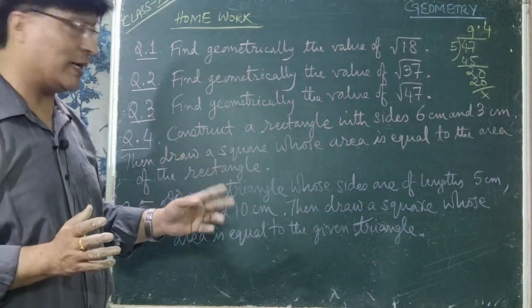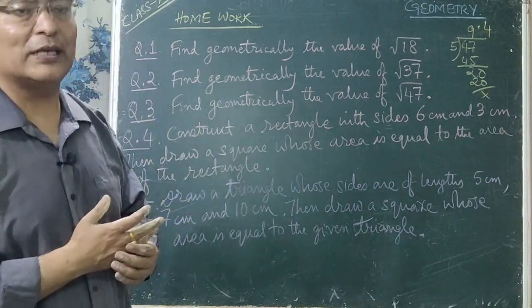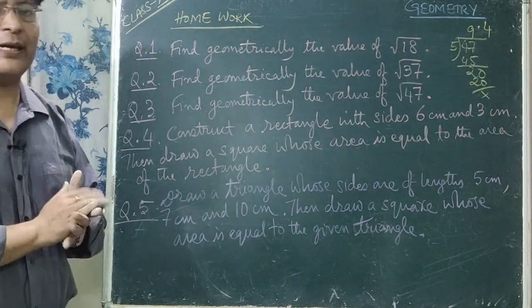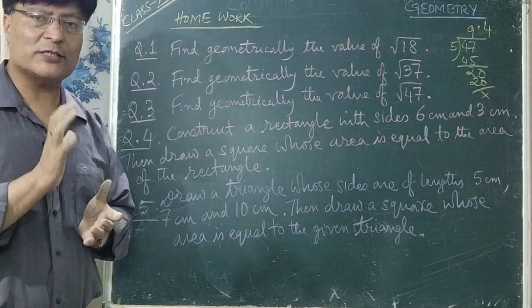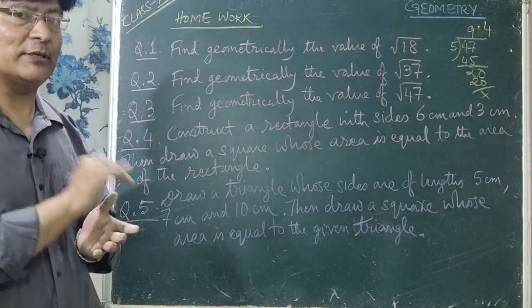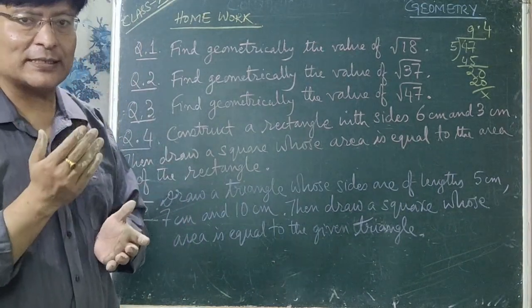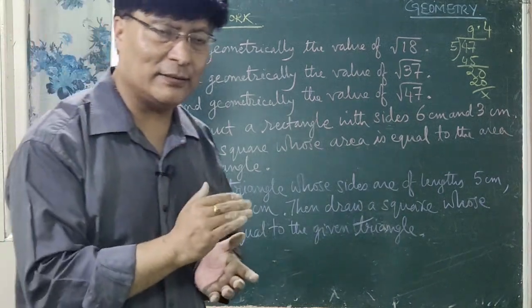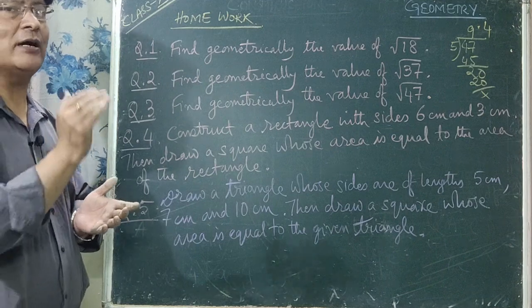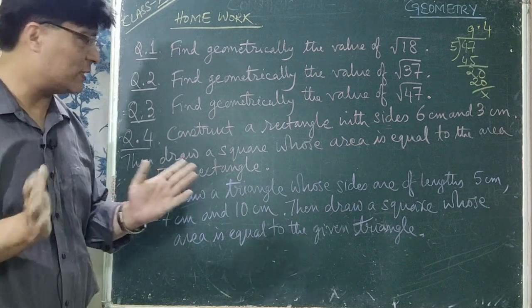Then you have to draw a square whose area is equal to the given triangle. That means in order to draw a square whose area is equal to the area of the triangle, first of all you have to draw a rectangle whose area is equal to the area of the given triangle. Then after drawing the rectangle, you can draw a square whose area is equal to the area of that rectangle. So I think you can do it.